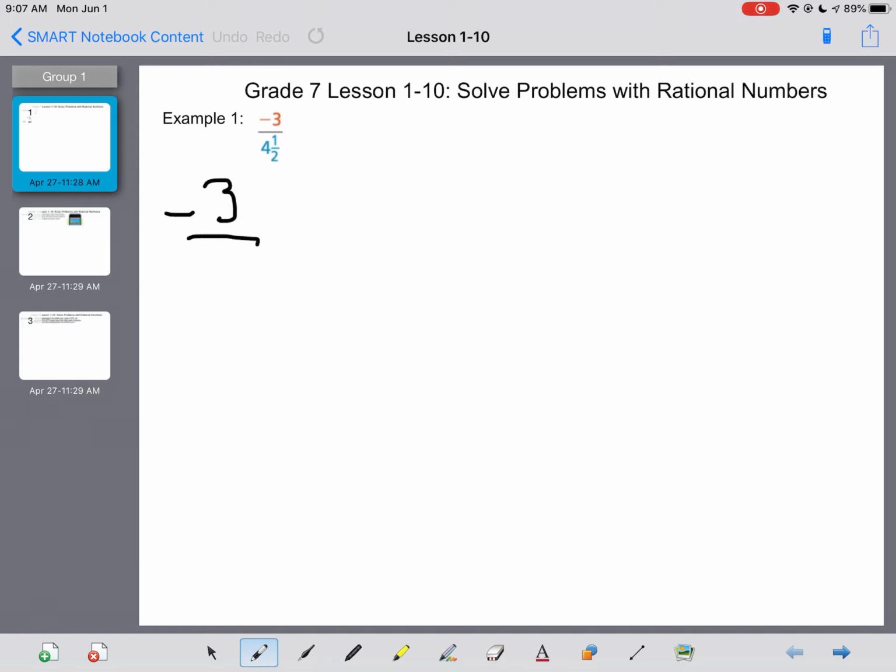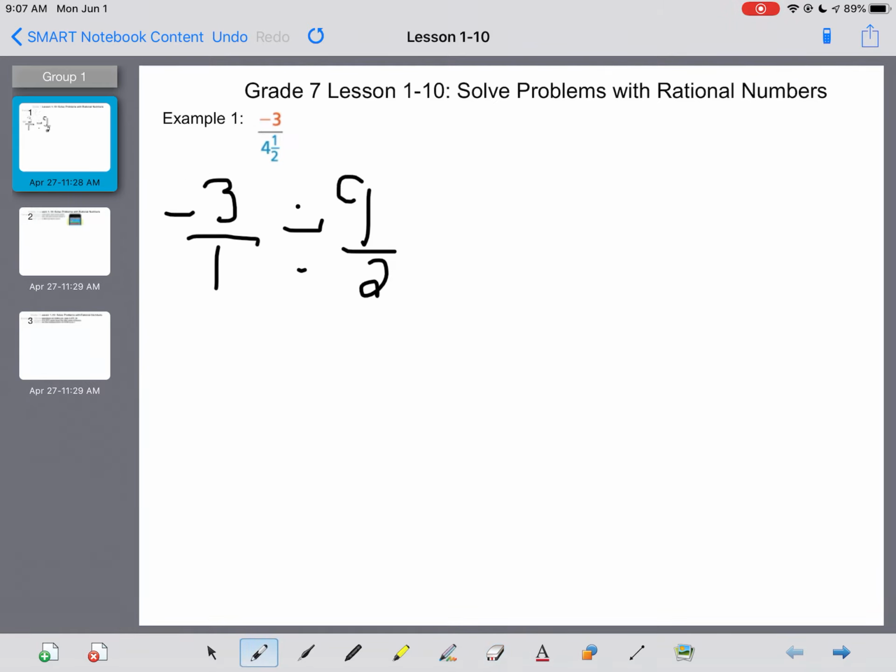Negative 3 is the same thing as negative 3 over 1 divided by 4 and 1/2. That's the same as 9 over 2, because we multiply the denominator 2 by the whole number 4, and then we add the numerator. So 2 times 4 is 8, 8 plus 1 is 9, okay? So negative 3 over 1 divided by 9 over 2.